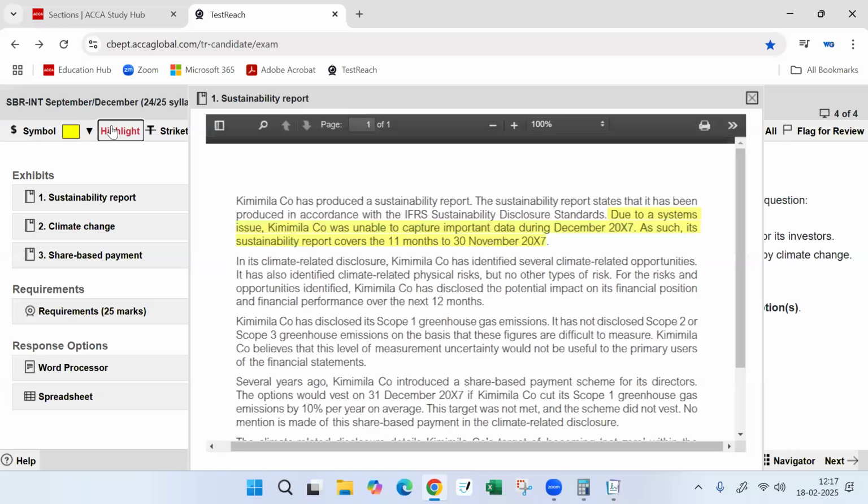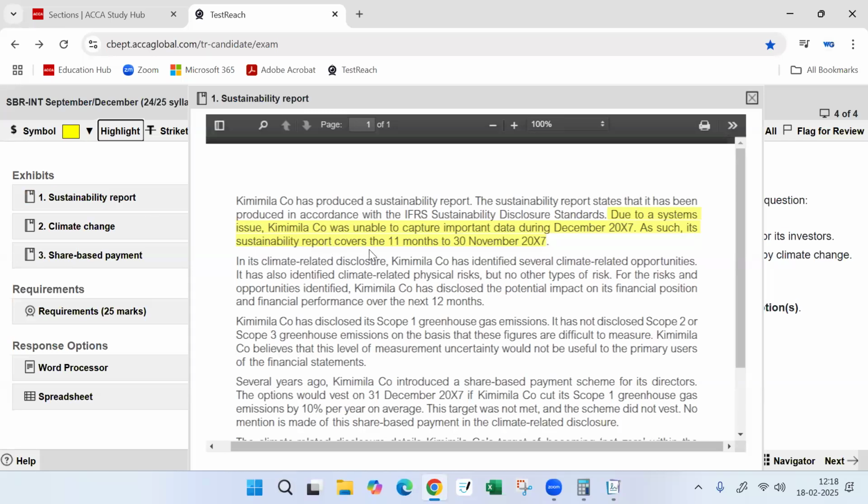Because as per the standard of sustainability reporting, a report should be prepared for at least 12 months, right? So it should cover the same financial reporting period of the company. The company's financial reporting period is till 31st December 2007. So they have to prepare a report as of 31st December 2007 covering the entire financial accounting year of 12 months. So this is one of the issues that we can discuss, which is timing.